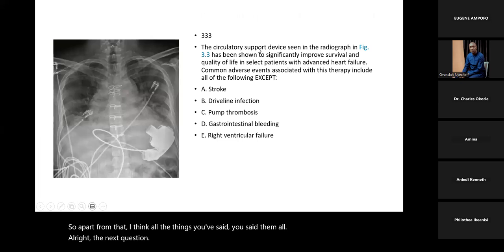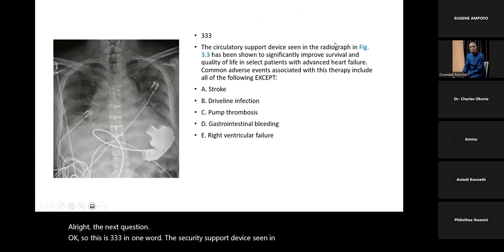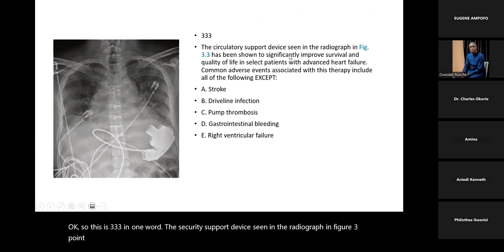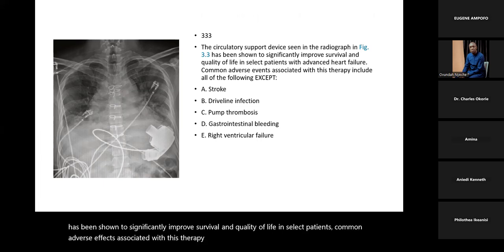Okay, so this is 3.3. The circulatory support device seen in the radiograph in figure 3.3 has been shown to significantly improve survival and quality of life in select patients. Common adverse effects associated with this therapy include all the following except. So who can please attempt?